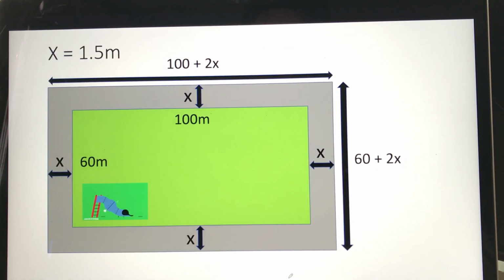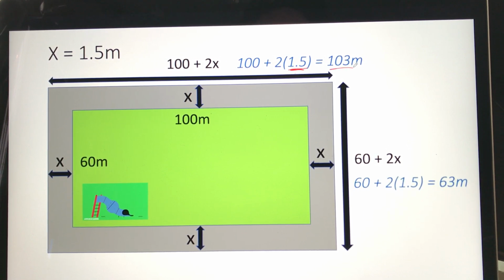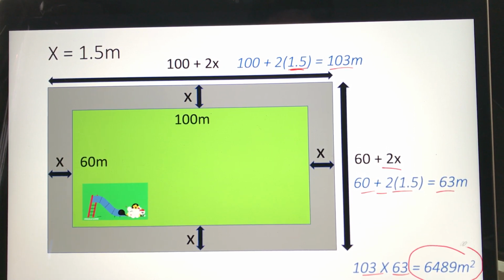I can go back and check. If I let x equal 1.5, then I know my new length is 100 plus 2x. So 100 plus 2 times 1.5, which is 103. And my new width is 60 plus 2x. So 60 plus 2 times 1.5, which is 63. And if I go 103 times 63, I get that area I was given at the beginning. So I know I'm right.